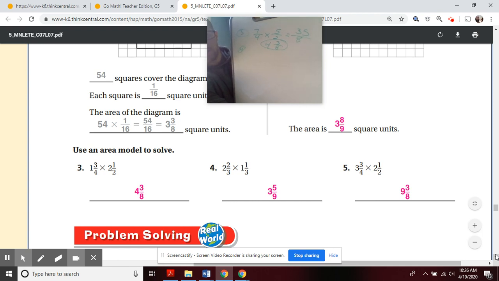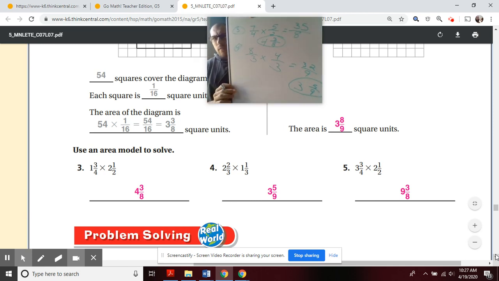Number 4. 2 2/3. 3 times 2 is 6, plus 2 is 8. 1 1/3. 3 times 1 is 3, plus 1 is 4. 8 times 4 is 32, divided by 9. Okay, 9 goes into 32 3 times. 9 times 3 is 27, so my remainder is 5. My denominator never changes. 3 and 5/9.